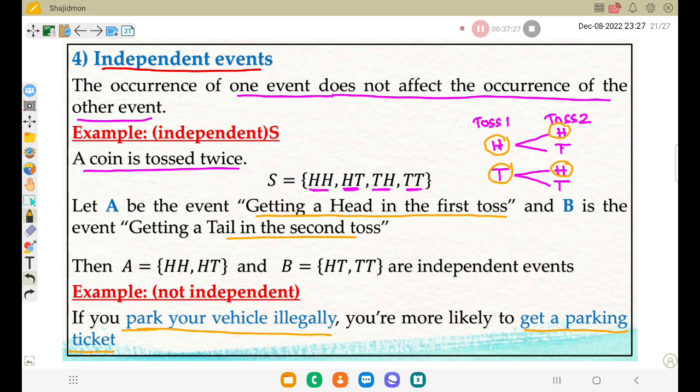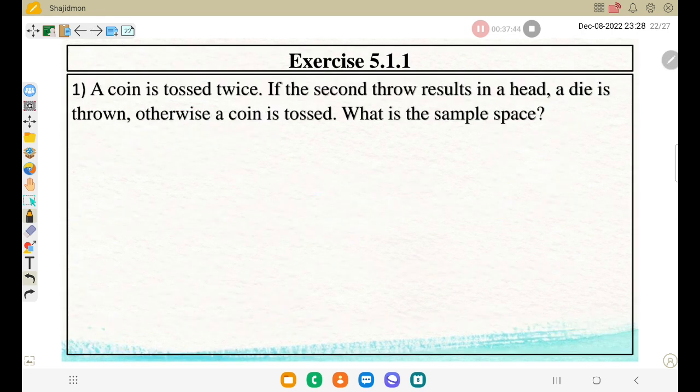What connection is there? If you park illegally, parking ticket, parking fine. So there is a connection. So this is what we are calling a dependent event, not an independent event. I hope you understood the idea of independent events. What is the meaning of that one? So we discussed all the ideas we needed from the beginning section of probability theory. Now we will come to question 4 from this one.